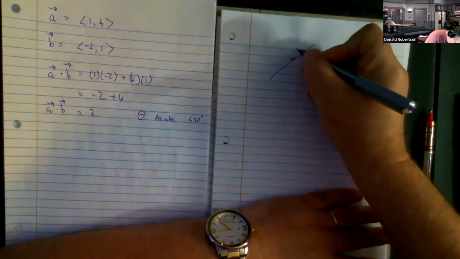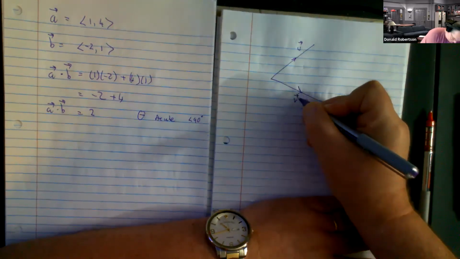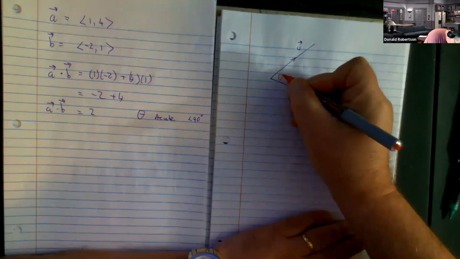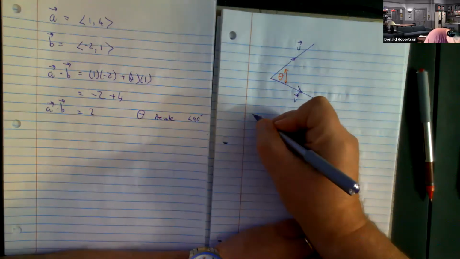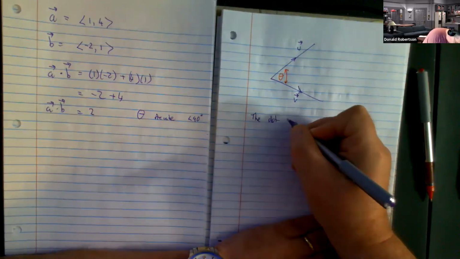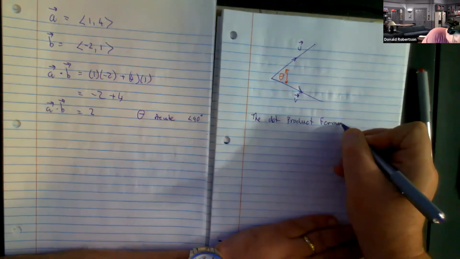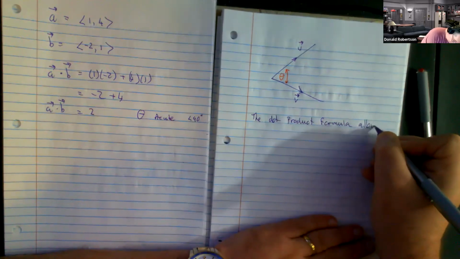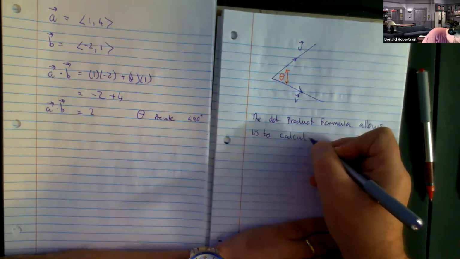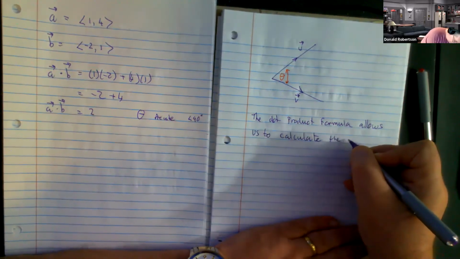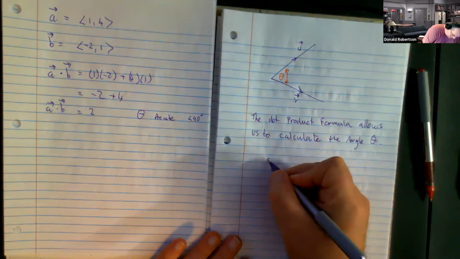Imagine I have a vector u, and I have another vector down here called v, and we call the angle between them theta. Then the dot product formula allows us to calculate the angle theta. And this is what the formula looks like.